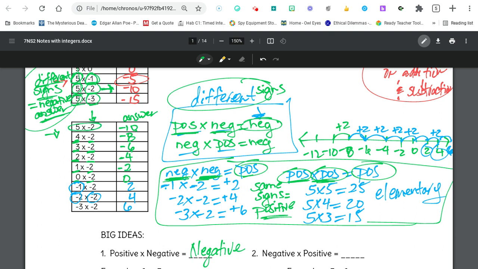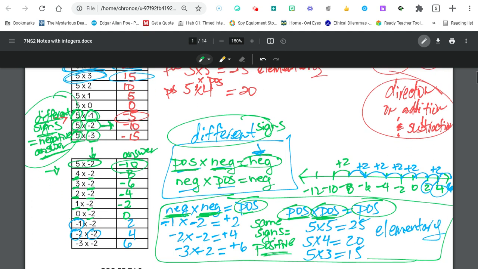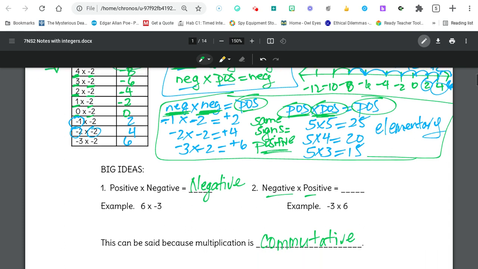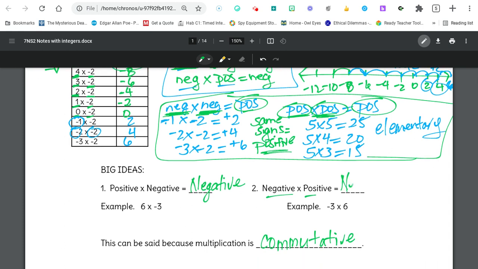Here, this was a positive times a negative, or a negative times a positive. We ended up with a negative. But what about a negative times a positive? Well, it doesn't matter whether you switch the signs around, because we said multiplication was commutative, guys. So you would still get a negative.